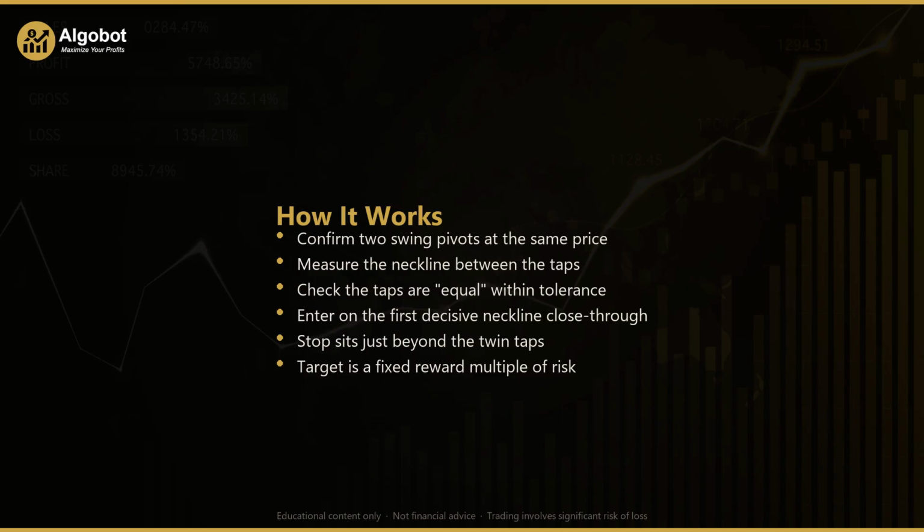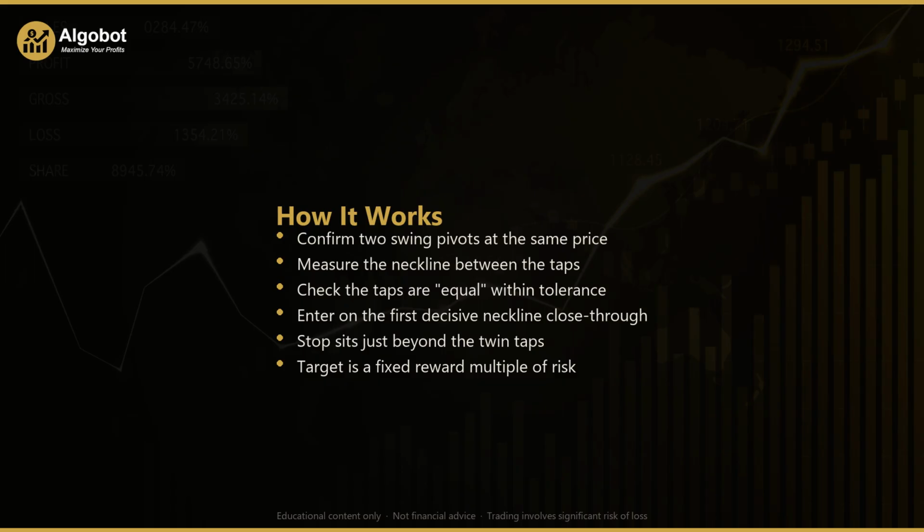Let's walk through the exact logic step by step. On every newly closed bar, the expert advisor rebuilds its list of confirmed swing pivots. A center bar qualifies as a swing only when it is the strict extreme over the chosen number of bars on each side. Those right-hand bars are what guarantee the level cannot repaint later. For a long trade, the strategy detects the two most recent confirmed swing lows. These are the two taps.